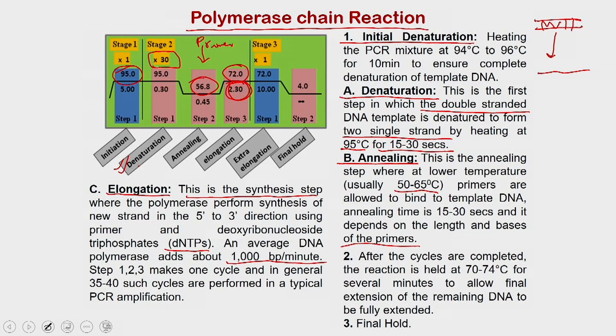Once these 30 cycles are over, then you enter stage 3, where you put the reactions for the final extension or the extra elongation. During the extra elongation, whatever molecules are half complete or have incomplete elongation synthesis will be completed in this last elongation step. And ultimately, since you have to terminate the reactions, you lower down the temperature to 4 degrees, and then you store these reactions at 4 degrees.